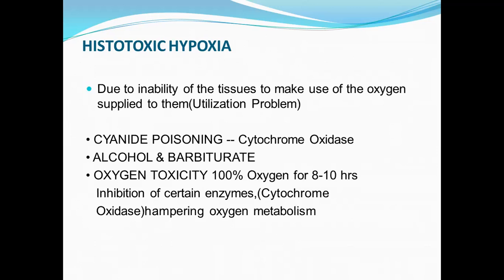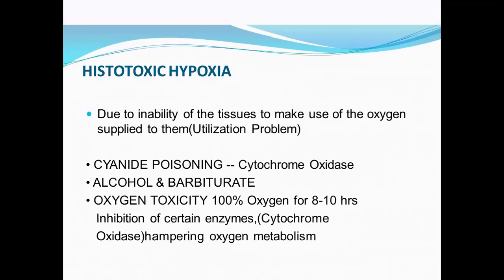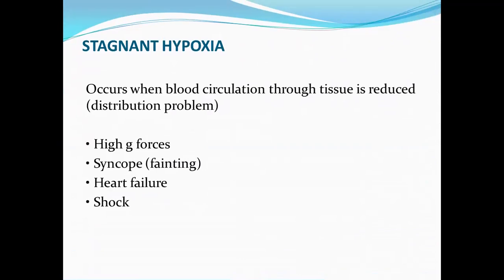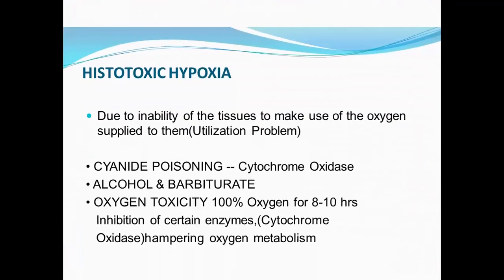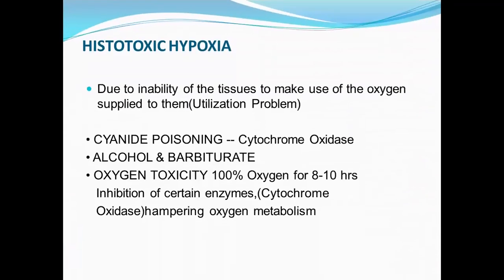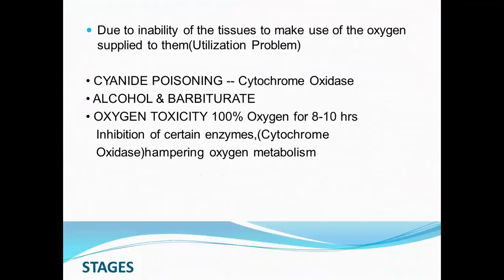So if you want to revise, you have four types. The first one is hypoxic, where the oxygen tension is reduced; anemic, where the oxygen carrying capacity is reduced; then stagnant hypoxia, where the circulation is abnormal; and the fourth one is histotoxic, where there is a utilization problem. So you have these four types of hypoxia.